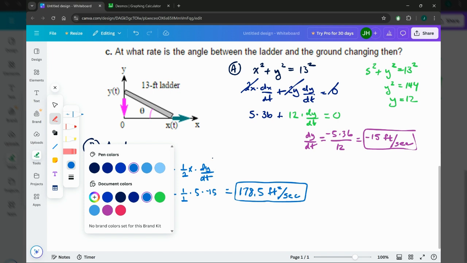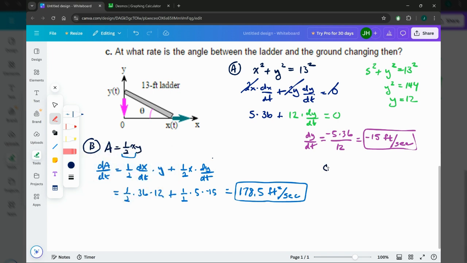Now I've got one more problem I want to do here, and this is part C. It says, at what rate is the angle between the ladder and the ground changing? Well, ladies and gentlemen, I know everything here. I know that this is y, this is x, and this is 13. I can pick any trig function that I want. I'm going to pick cosine. Cosine of theta is the adjacent over the hypotenuse, x over 13.